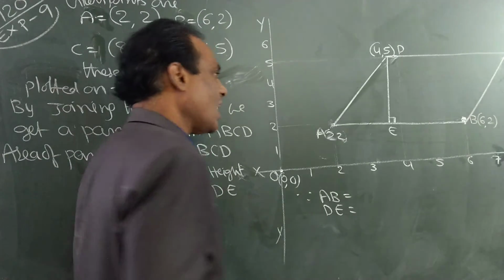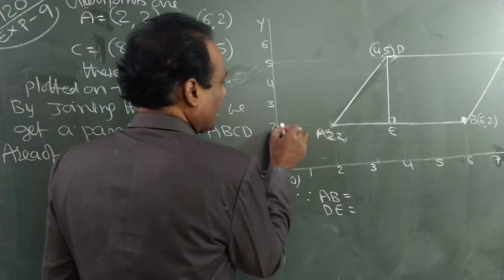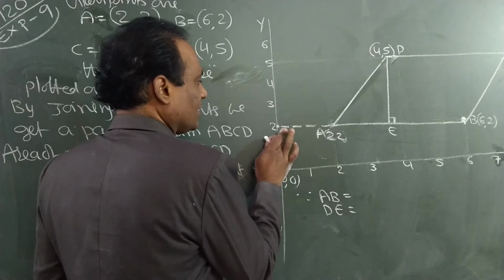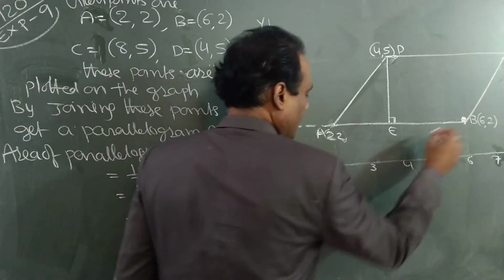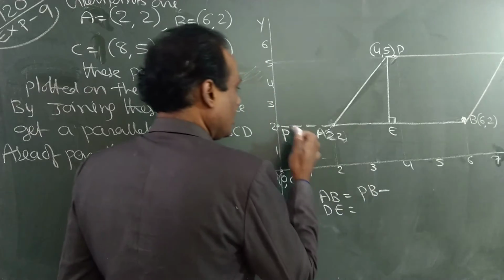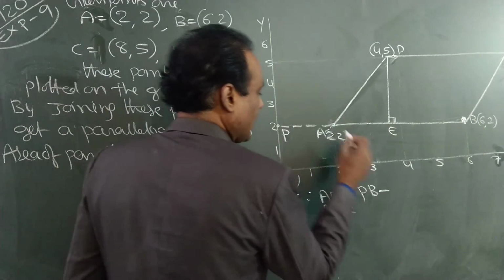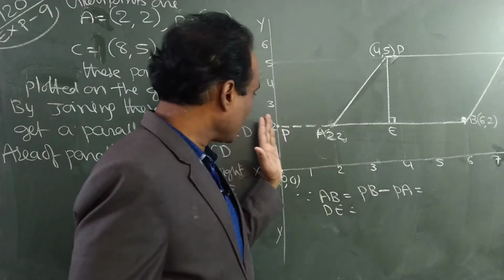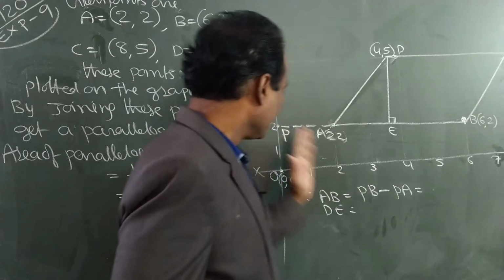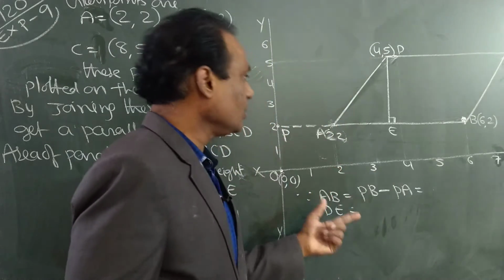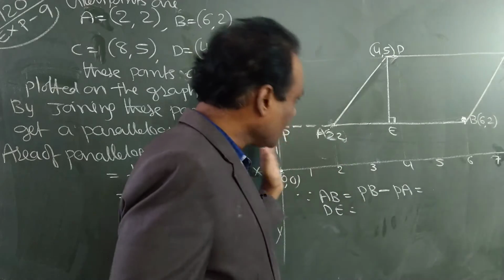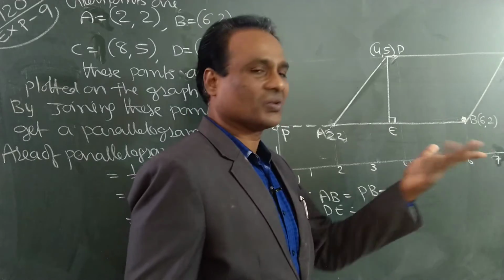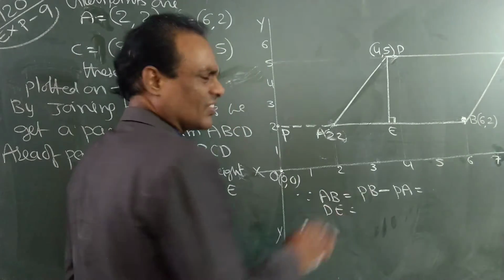Or suppose this point is P. PB minus PA. Total distance we know. From here to here, how much distance? 6. This distance we know, PA, that is 2. So from the total distance, if you remove this distance, we will get the remaining distance. Or else if we count also, we are getting 4. Like that also we can do. But this is a standard procedure.